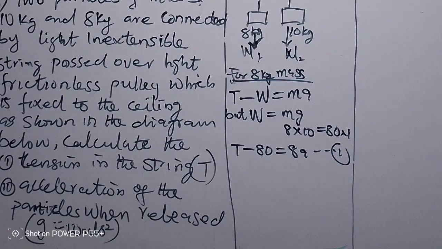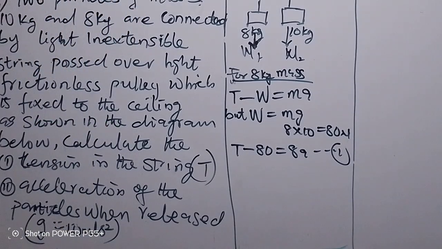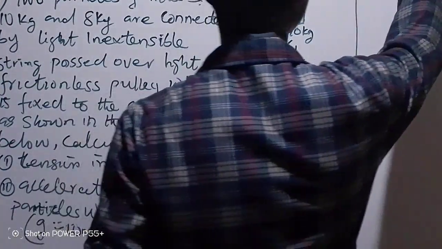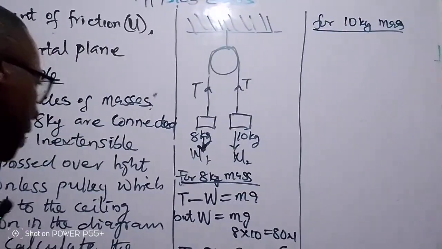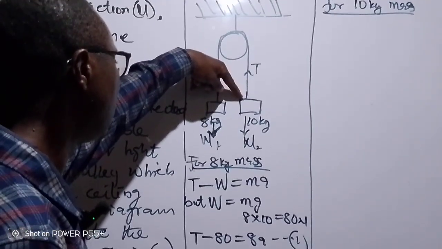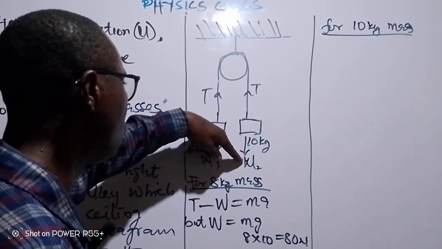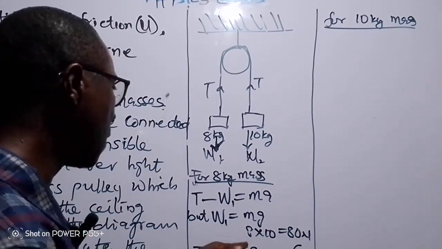Now, on the other side of this equation, of this diagram, which is for the 10 kg mass. Look at it, the particle is coming down in the same direction as W. That is W2 for this one, and this one is W1. That is why we calculated it as 80 Newton.